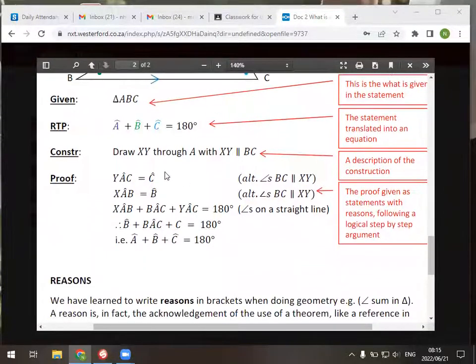Okay, but look at the way that it's laid out. Very formal. Each step needs to follow on to the next one with your reasons. So they're saying angle YAC is equal to C, alternate angles, BC parallel to XY. Angle XAB is equal to B, same reason. Then you are adding those three angles together and they equal 180 because of angles on a straight line.